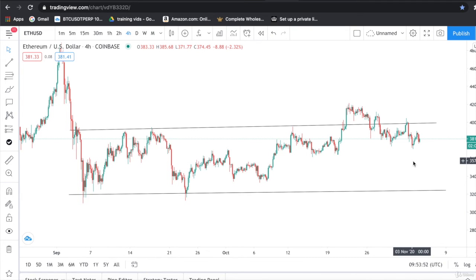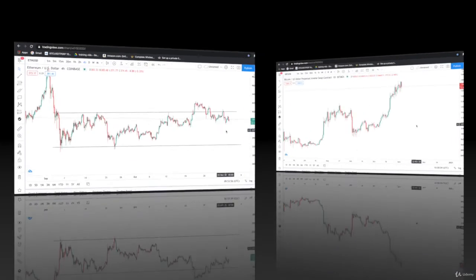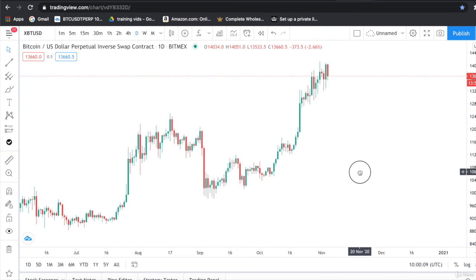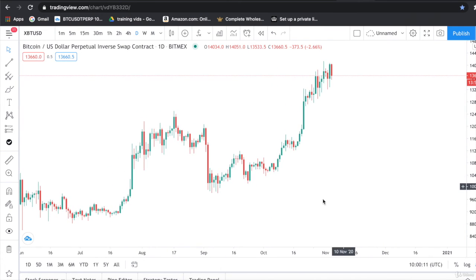Let's move on to our final example of support and resistance. Let's go. This is our final example. This is the Bitcoin and the US dollar chart. Let's find the major support and resistance level.